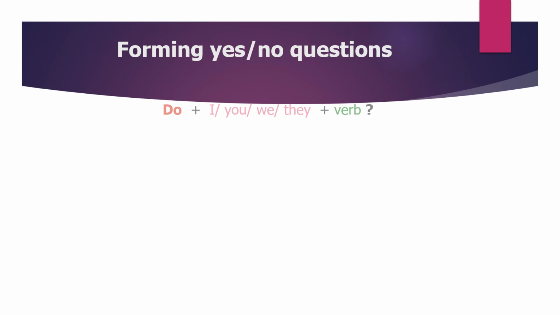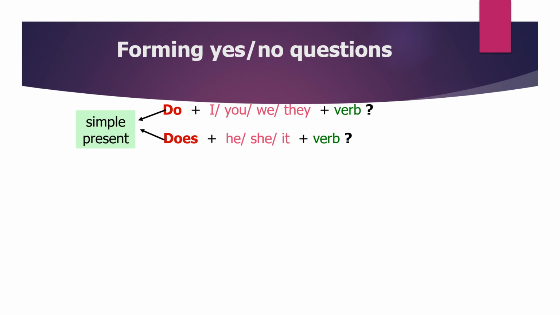All right. So the first thing is that we always start our yes or no questions with the auxiliary verb. In this case, we have two different auxiliary verbs. One of them is do, which goes along with I, you, we, and they as pronouns, and does, which will go along with he, she, and it as pronouns. They are the third person, right? And that is what makes a difference.